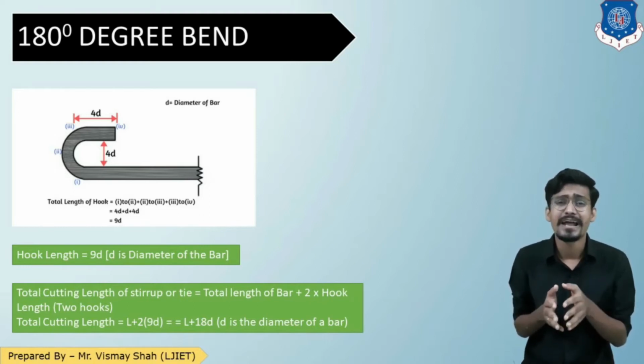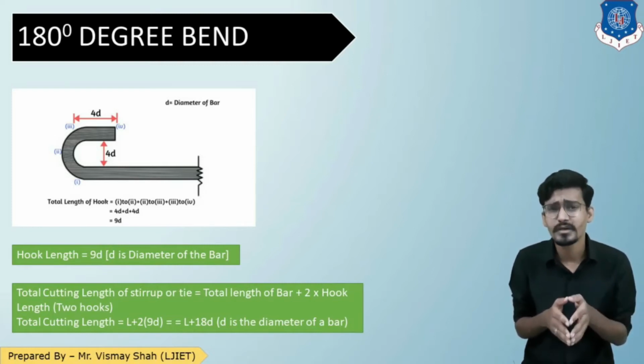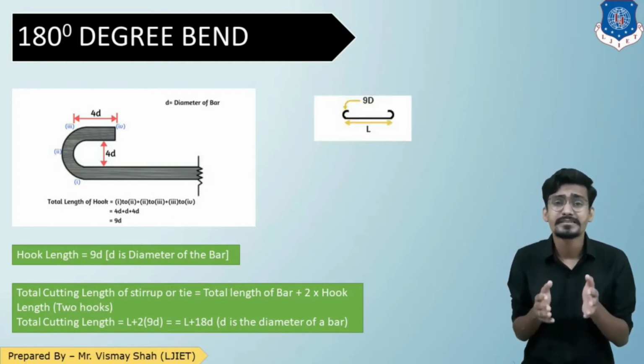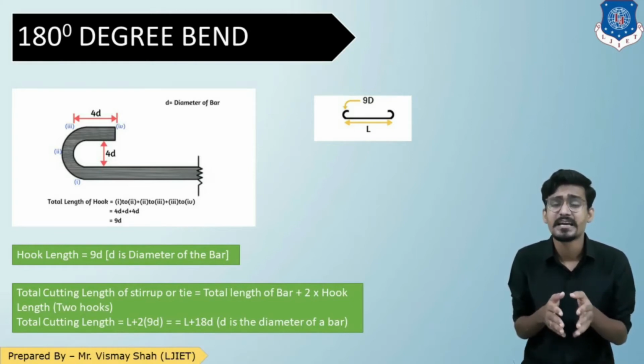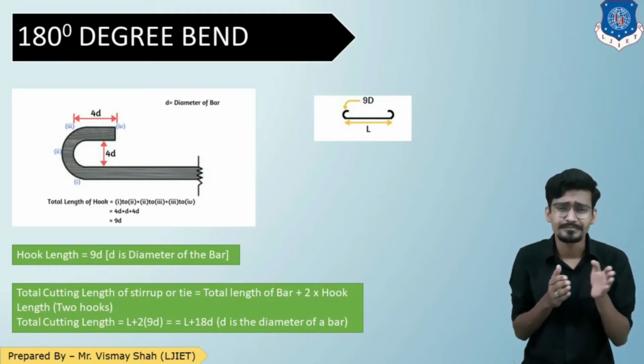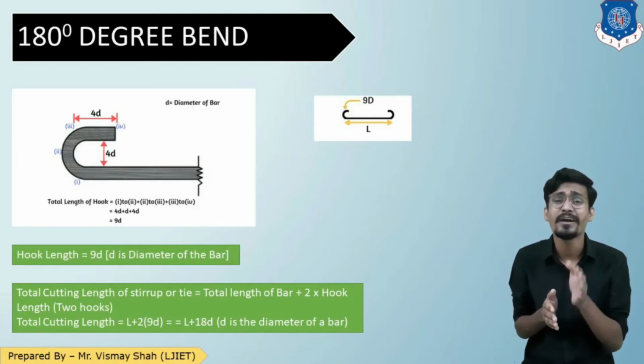But generally that 180-degree hook is provided on both sides of the bar. As you can see in another figure, this kind of scenario generally happens in our construction. In such cases, there are two hooks. So L plus 9D for one side and 9D for the other side, so L plus 18D. This is for 180-degree bend.